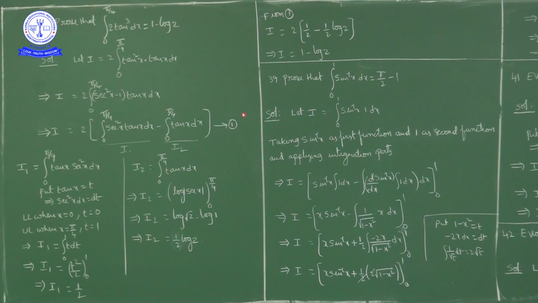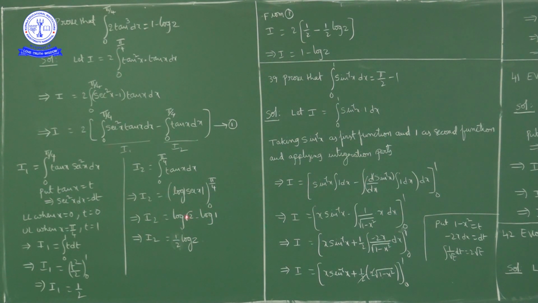Now I2. What is I2? I2 is integral 0 to pi by 4 of tan x dx. We have a direct integration formula: the integration of tan x is log mod secant x. Here the lower limit is 0 and the upper limit is pi by 4. Applying the upper limit in place of x, I2 is equal to log of secant pi by 4. Secant pi by 4 is root 2. Log of root 2 minus log of secant 0. Secant 0 is 1, so log 1 is 0. So this part is 0. So we have log of root 2.